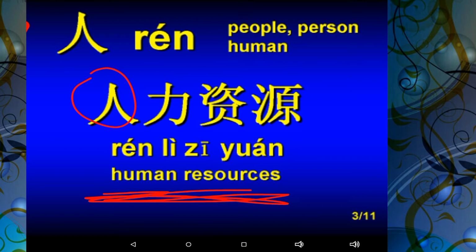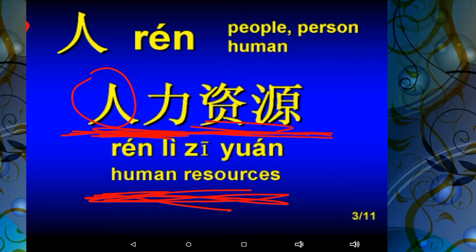So let's go ahead and read this. Human resources. 人力资源，政府人力资源. Very quickly, okay? That just means the human resources. Renli, these first two characters actually mean labor or man-made effort, and 资源 means resources.